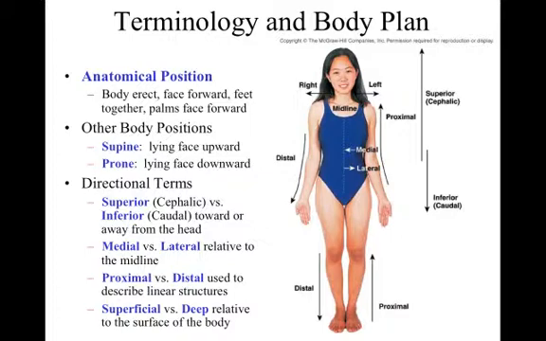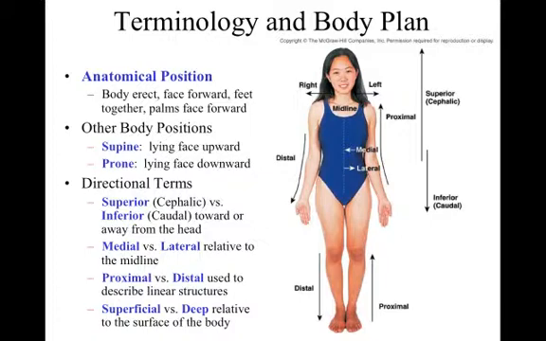So when you're looking at the front, you should be able to see the palms of your hand. Some of the other body positions: supine is face upward, laying on your back. Prone is laying face down on your stomach. But usually when we're dealing with directional terms, we're talking about anatomical position.